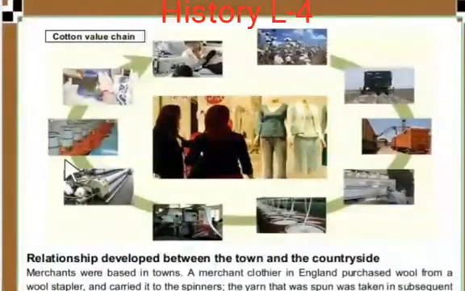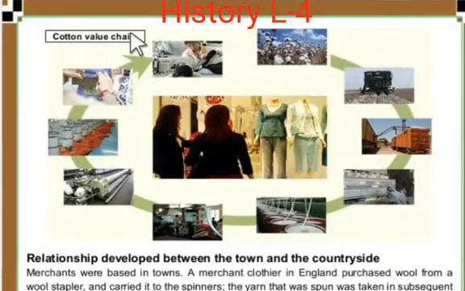Now, the cotton value chain. First of all, the cotton textile industry was groomed. The relationship developed between the town and countryside. See, there are many pictures here, right? The cotton balls and the cultivation, and how the manufacturers get it as a raw material, and how there was processing in the industries, right? And how there was manufacturing from the cotton balls to cotton cloth in the industries.